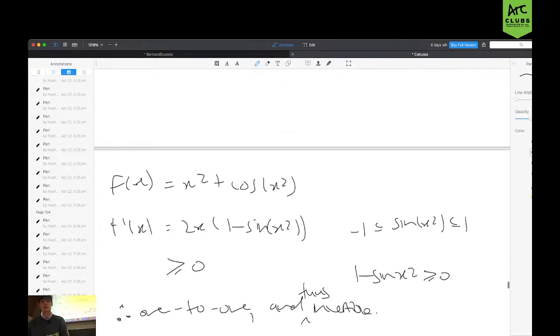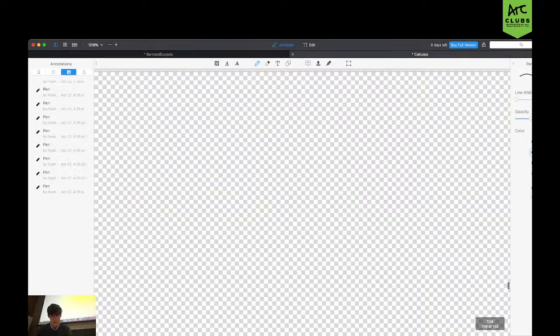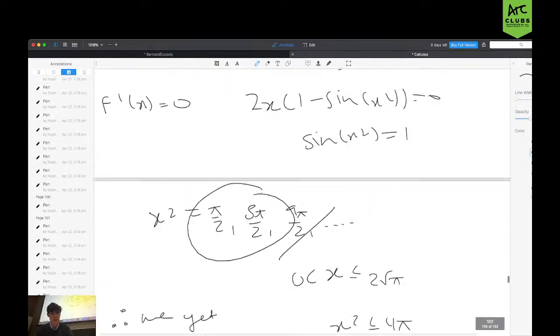Perfect. And then we're not done yet. It also wanted one more thing. It wanted us to actually find what f inverse of 5 pi on 2 is.